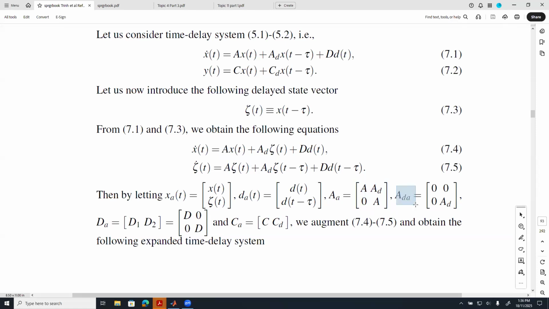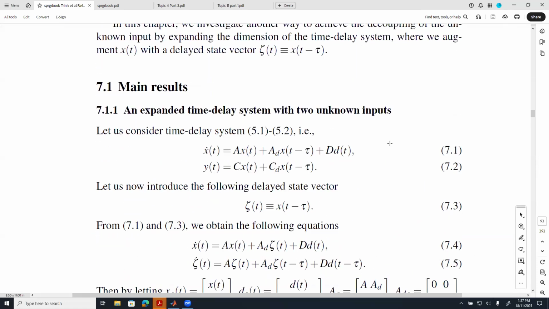And this new delay matrix we call D bar. So the notation is that the bar stands for the augmented matrix. So we have D1 and D2. So this unknown input matrix consists of D1 and D2, where D1 is basically that column there. In here, this system itself has only one unknown input.